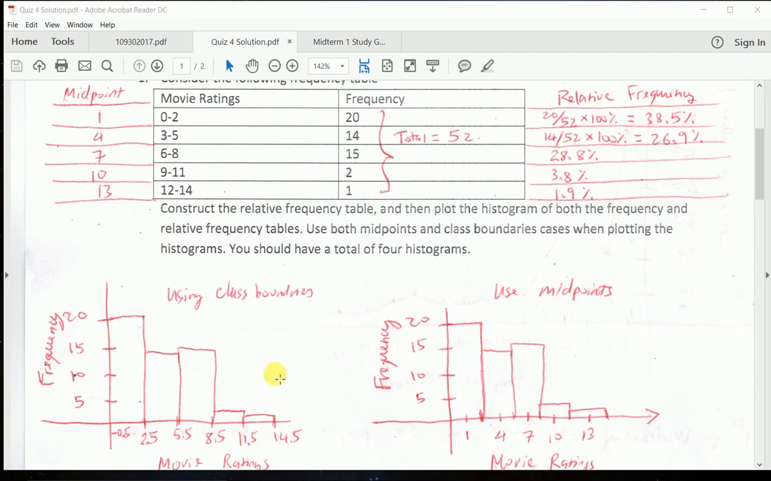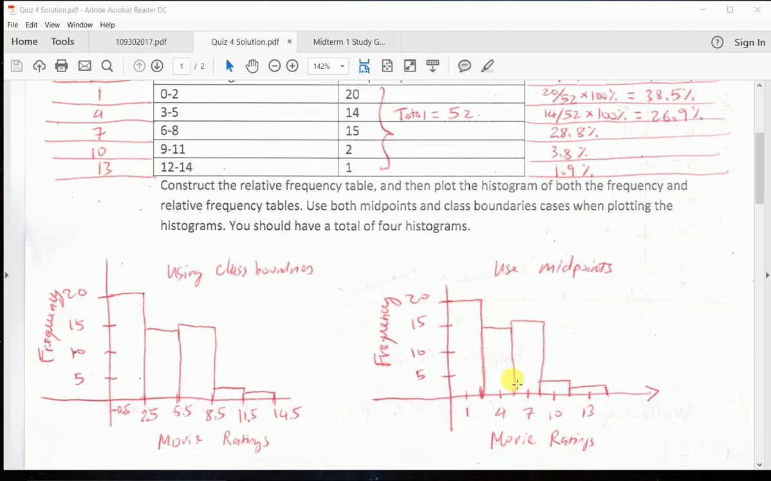Now the second case is using the class midpoint. Remember, between 0 and 2, we add them and divide by 2, we get 1. The same thing for 3 and 5, we add them and divide by 2, we get 4, and so on. So 1, 4, 7, 10, 13. Just add the 2 numbers and divide by 2, and you get the midpoint.